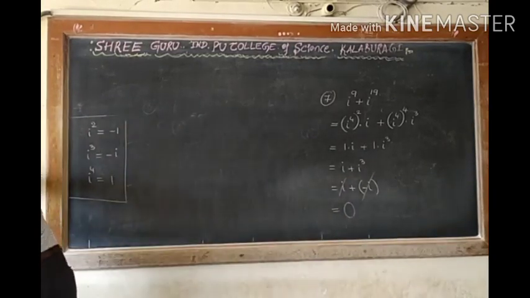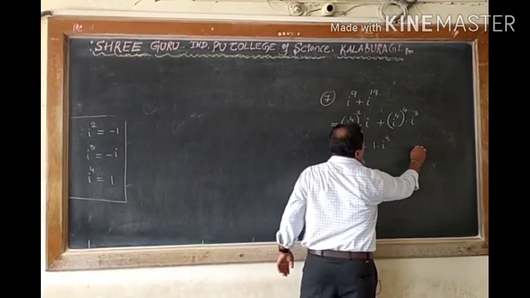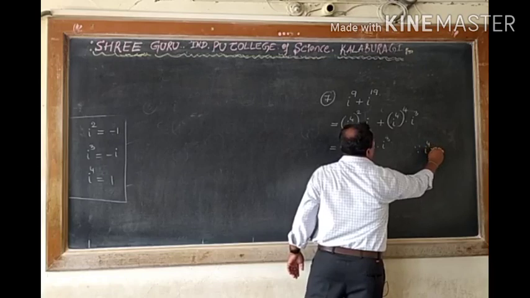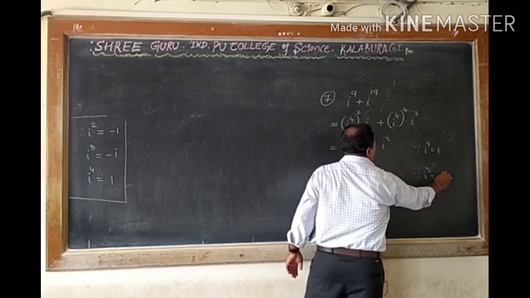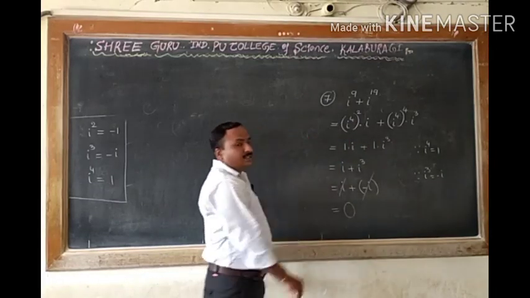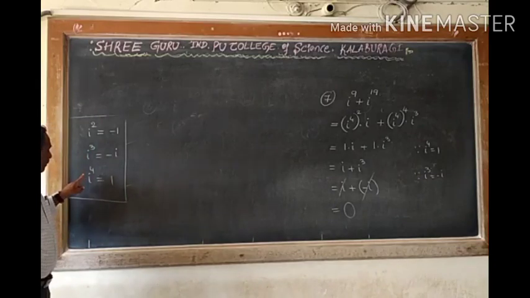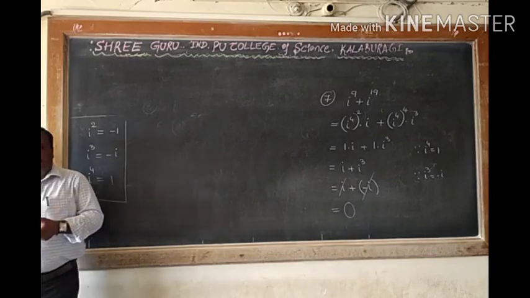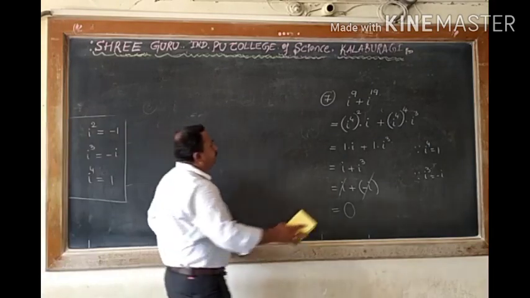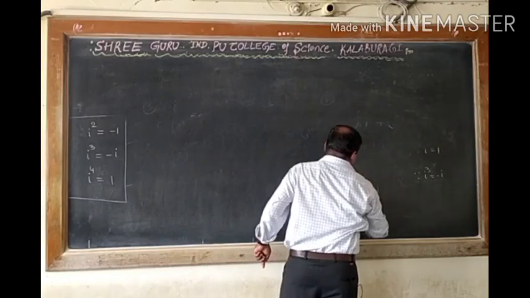Here keep in your mind: this is because i power 4 is always 1, and because i cube value is minus i. Keep in your mind these two points. Here already i cube value is there: i power 4 plus 1. Next, two or three examples.